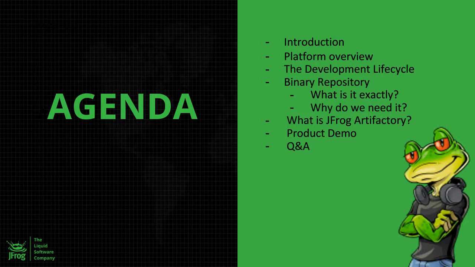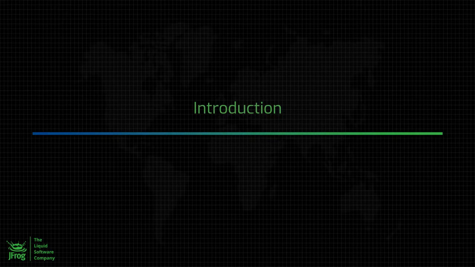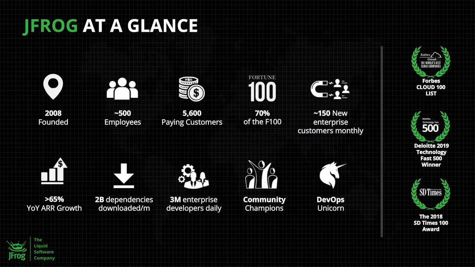So let's start with a quick introduction about JFrog. JFrog, as you may know, is an Israeli company founded in 2008. Now we have offices all over the world, in the US, in India, in China, in Japan, in Europe, and Israel, of course. We are more than 500 employees in all those offices, and we have more than 5,600 paying customers for now. Paying customers because we have also community and open source editions of our products.